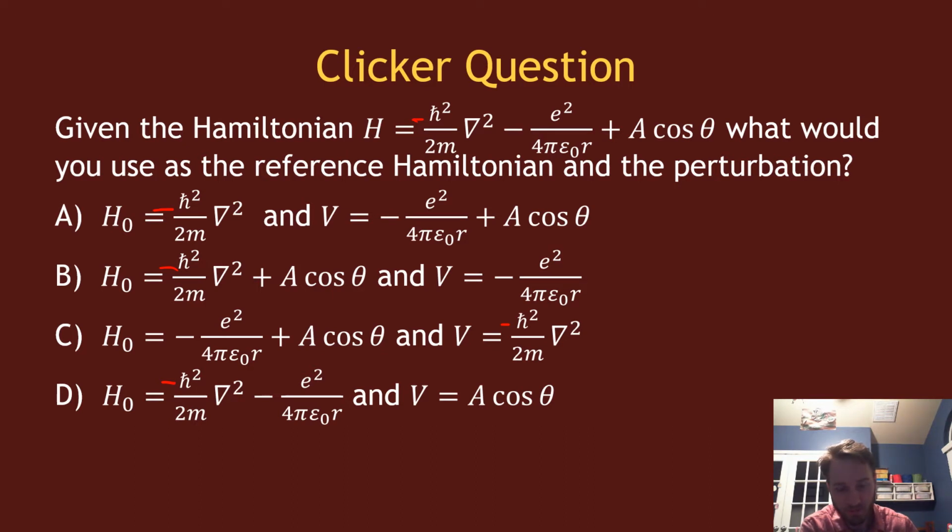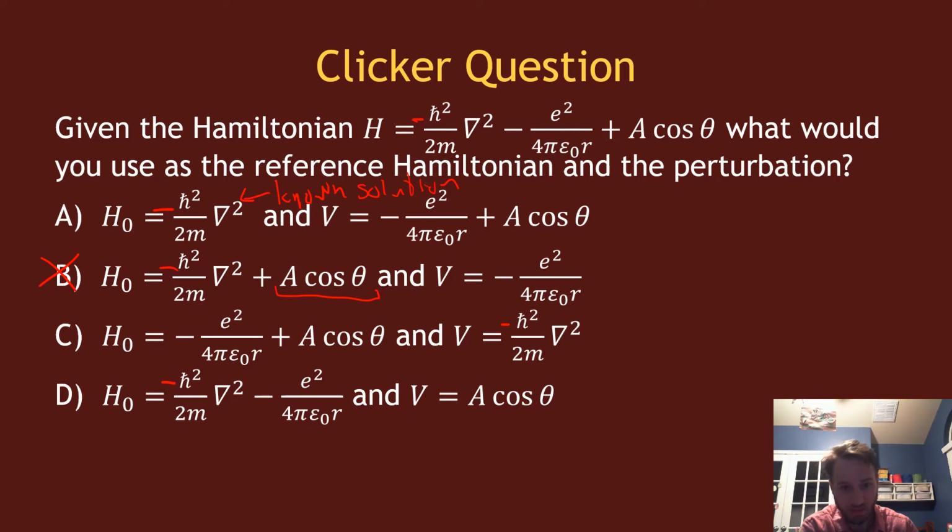This could work. I know how to solve the free Hamiltonian, and this has known solutions, so I could potentially use this. For the second part, I've added a cosine theta to my Hamiltonian. I do not have a known solution to this whatsoever, so this is not really going to be good for a reference Hamiltonian. I need to know how to solve my reference Hamiltonian.